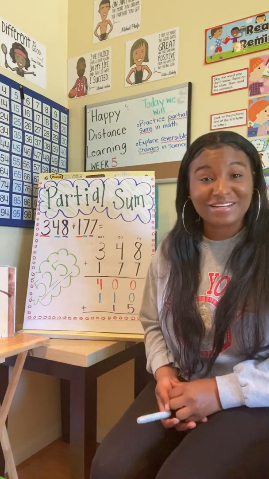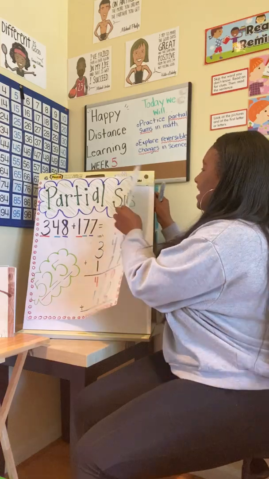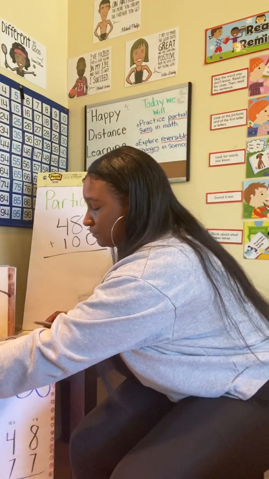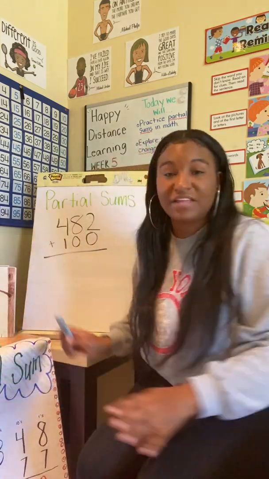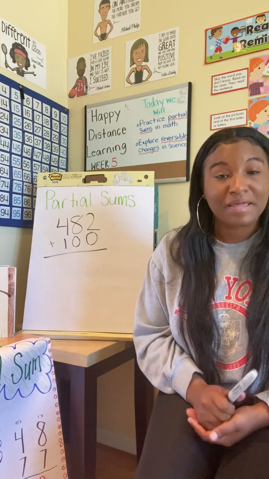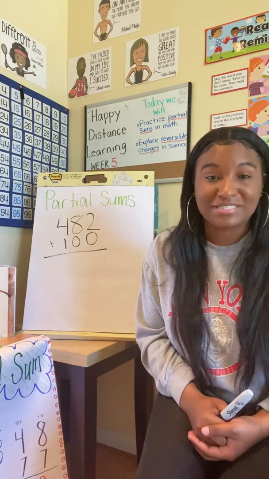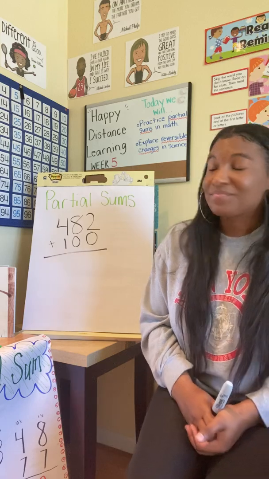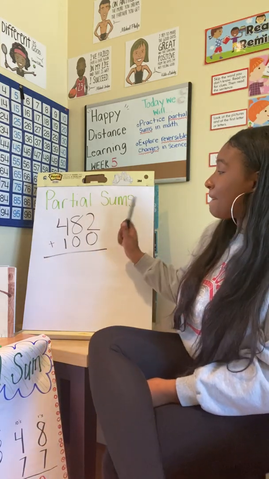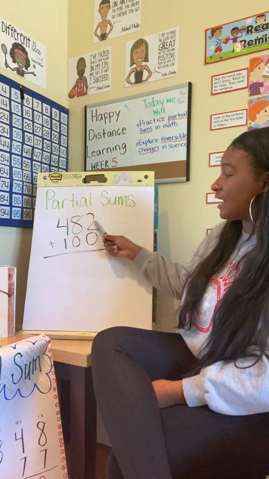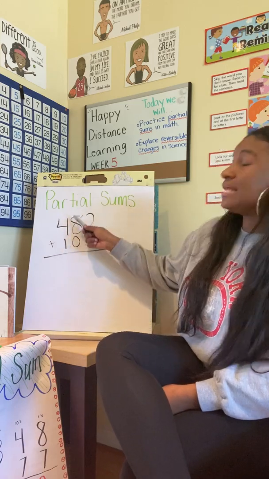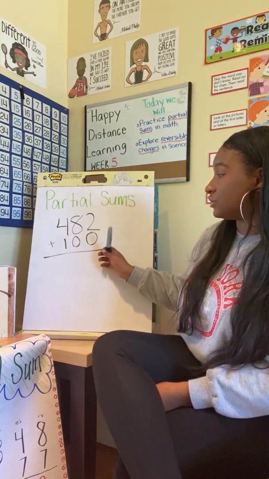Are you ready to try all by yourself? Great. All right, so now I want you to go grab a paper and a pencil. You can press pause on the video so that you can go get the materials that you need. You need a piece of paper and a pencil so that you can work with Miss Henderson. All right, the first thing I want you to do is line up the equation 482 plus 100 in vertical form. Line up your ones, line up your tens, and line up your hundreds.